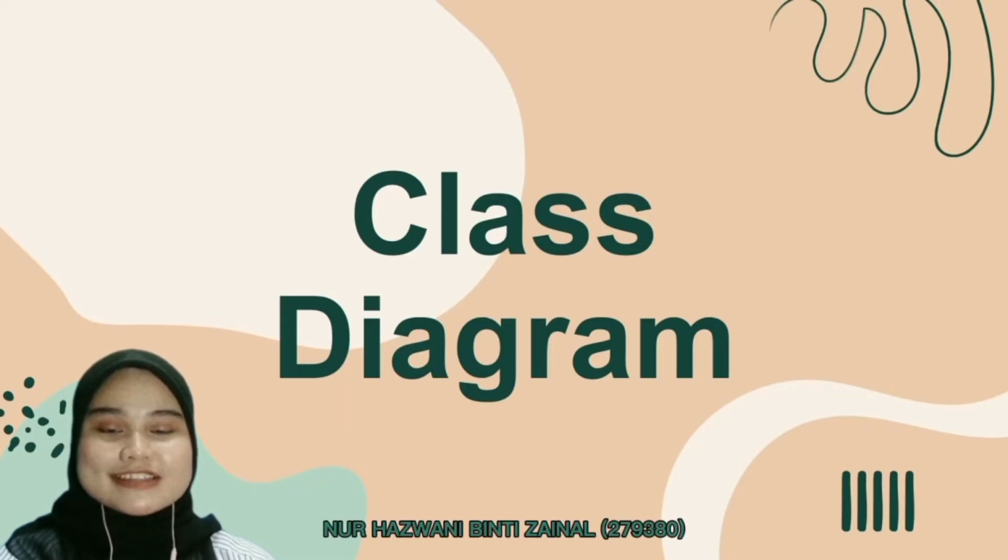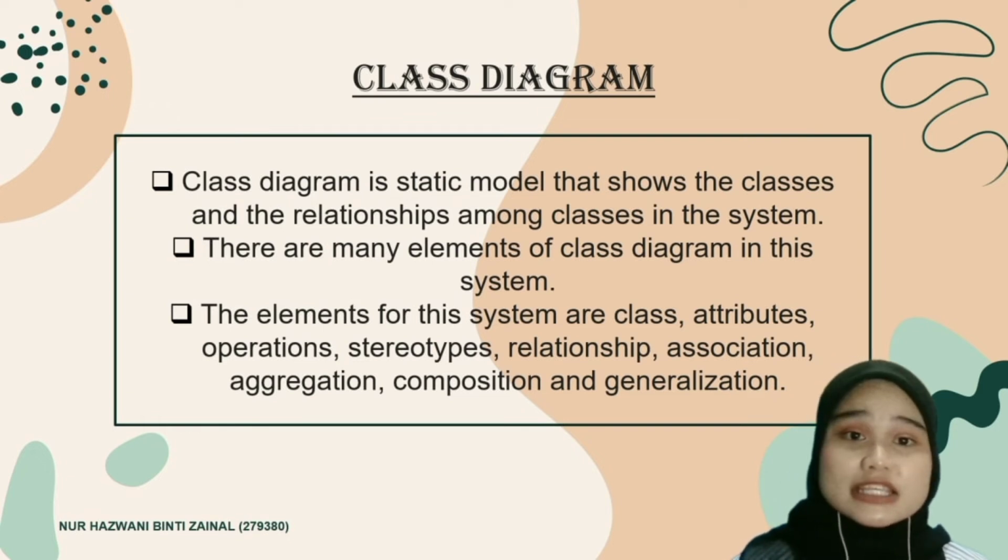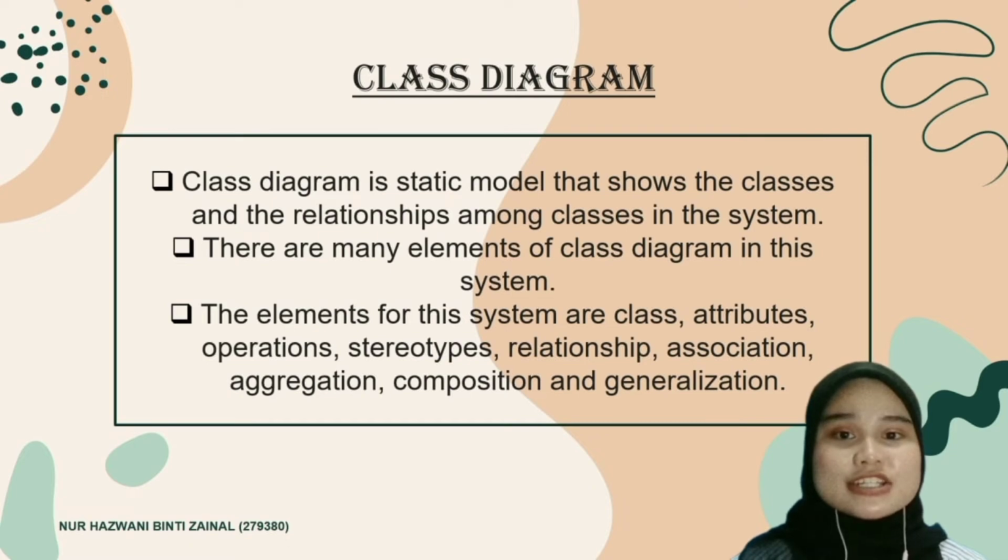Assalamualaikum. Hi madam and friends. My name is Nur Hazwani binti Zainal. My matric number is 279080. Next, I and Shazwani Zahira will explain about the class diagram for PBL 2 Langkawi Travel System. As we know, class diagram is a static model that shows the classes and the relationships among classes in this system. There are many elements of class diagram in this system. The elements are class, attribute, operations, role types, relationship, association, aggregation, composition, and generalization.